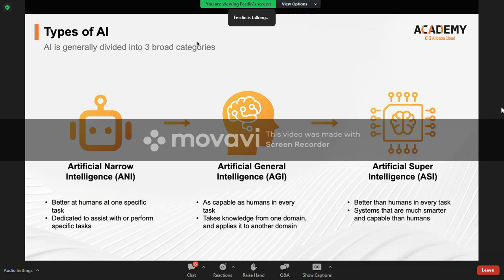Now we see the three different types of AI: artificial narrow intelligence, general intelligence, and super intelligence. These are the three different types of AI. Now I'm going to show you what exactly they are. If you think about narrow intelligence, these are systems designed to do only one task, and they do it much better than a human.